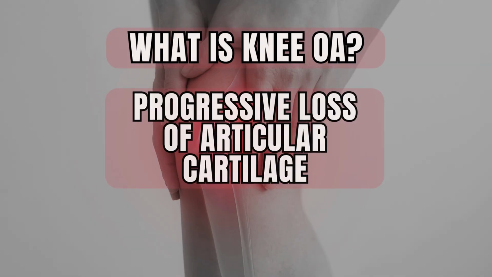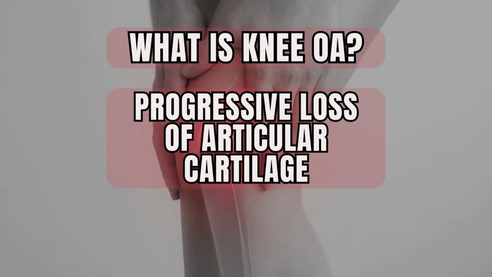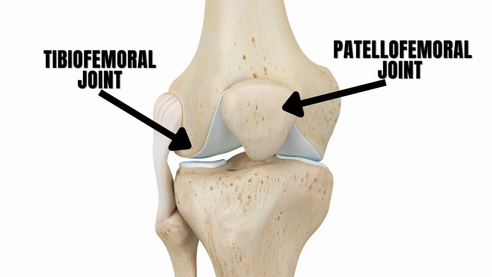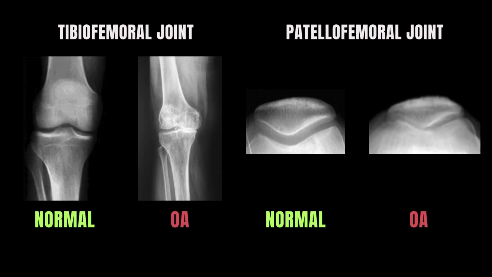Knee OA is when there is a progressive loss of articular cartilage within the knee joint, and it is known as a degenerative joint disease. So just a quick recap, the knee joint is made up of two joints, which is the tibiofemoral and the patellofemoral joint. Taking a look at the x-rays of a normal knee joint and an OA knee joint, on the left side you can see a tibiofemoral joint, and on the right side you can see a patellofemoral joint, from a normal and an OA point of view. The main thing that you want to look out for is the reduction in the joint spaces.